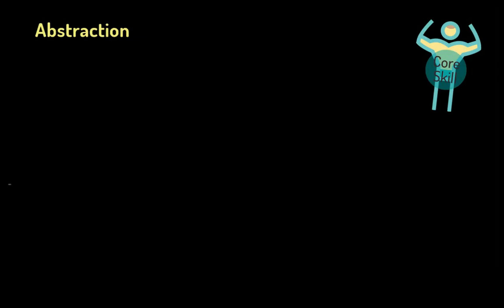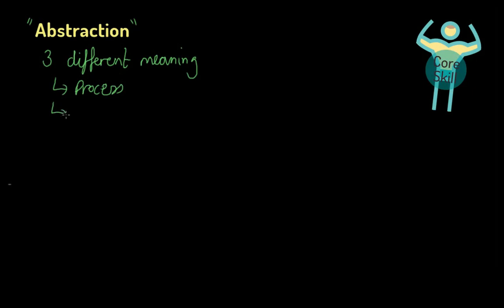Okay, so let's look at a core computational thinking skill, and that thinking skill is called abstraction. If we consider the word abstraction here, this can have three different meanings. The word abstraction can be used to represent a process, such as I abstract detail. It's something that I do. It can be used to represent a technique. So a process or a technique, like I use abstraction.